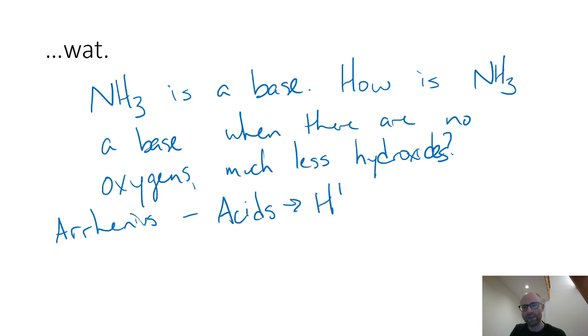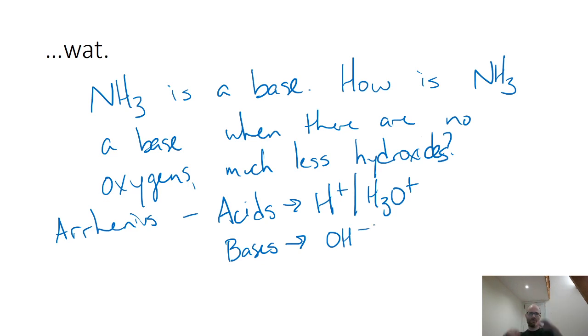Acids create either H plus or H3O plus in solution as the only cation, and bases create hydroxide. Period. The end. So where's the hydroxide? I mean, either NH3 isn't a base and the reference table is wrong, or the Arrhenius definition is narrow.